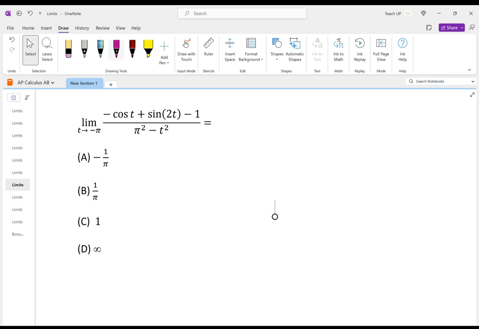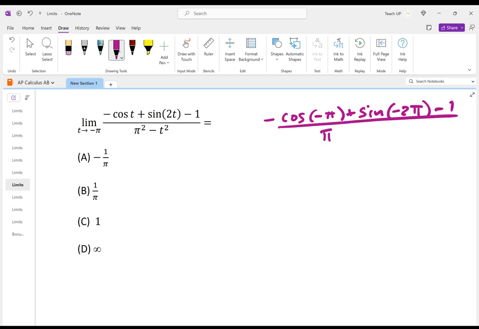Today, we will look at the limit as t approaches negative pi of a function that is a quotient, where the numerator is negative cosine t plus sine of 2t minus 1, and the denominator is pi squared minus t squared. So we're going to go ahead and evaluate the function at t equals negative pi and see what happens. We're going to get negative cosine of negative pi plus the sine of negative 2 pi minus 1, divided by pi squared minus negative pi to the second power.